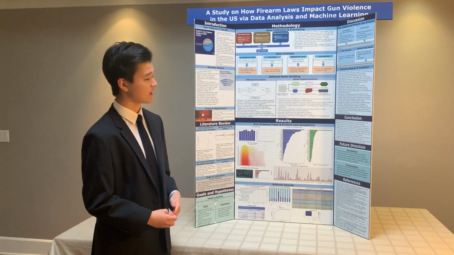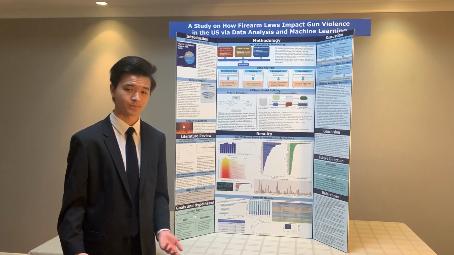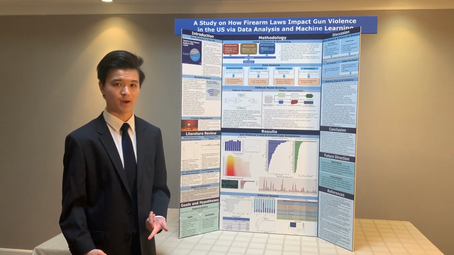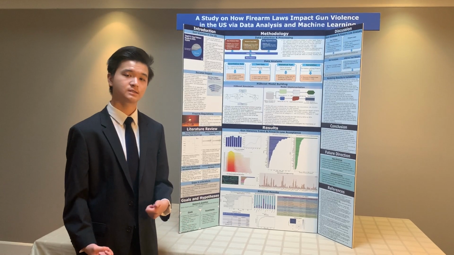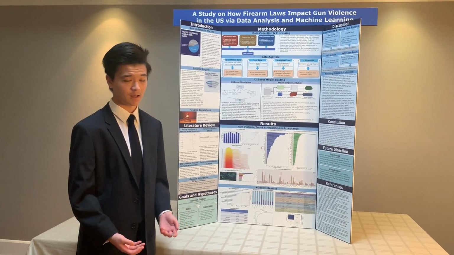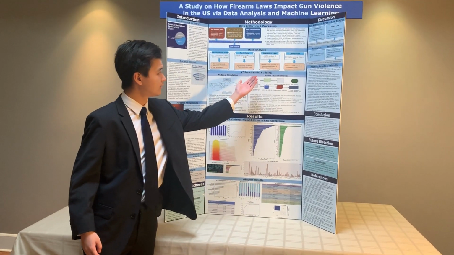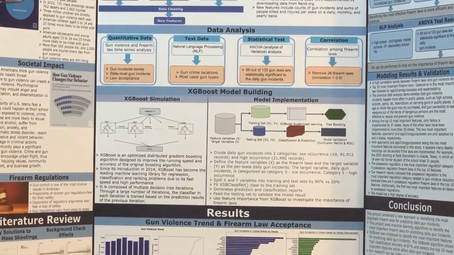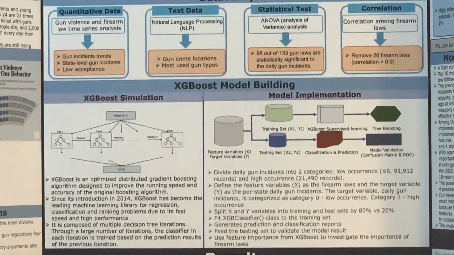So next, I applied something known as a statistical test, or ANOVA, analysis of variance. My null hypothesis is that the gun laws don't have a significant impact on the count of daily gun incidents. And my alternative hypothesis is that the gun laws have a significant impact on daily gun incidents. And so, as you can see, I found that 98 out of the 133 gun laws were statistically significant to daily gun incidents. Okay, now we can talk about my XGBoost model building.